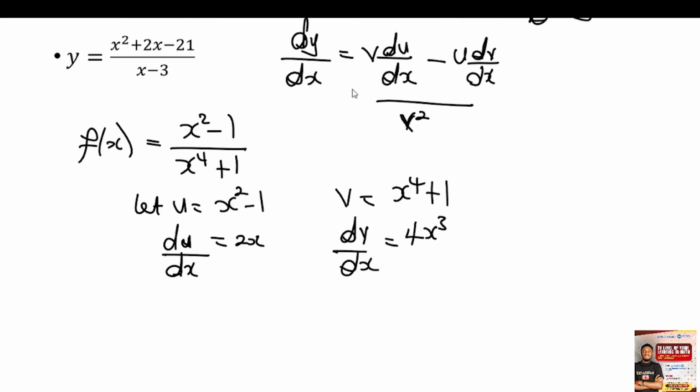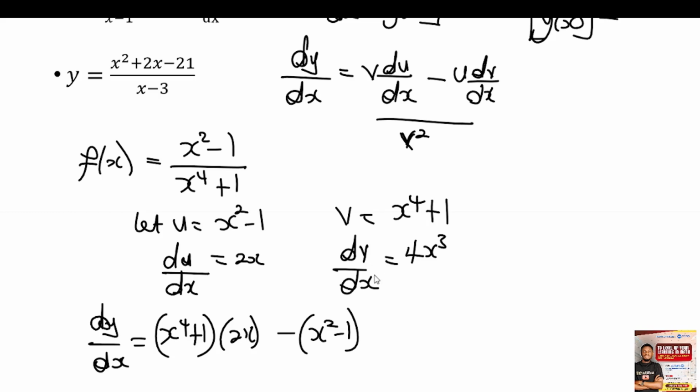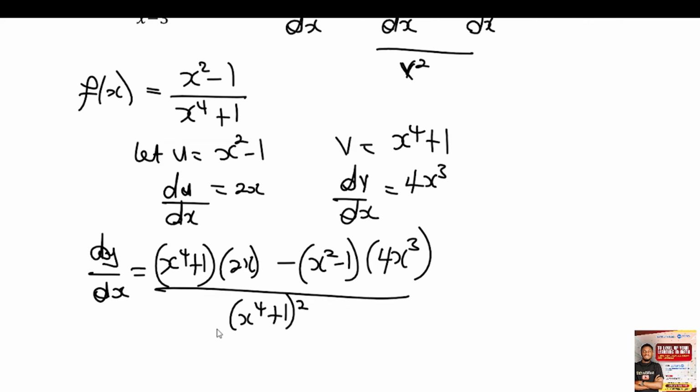Now our rule says that dy on dx is equal to v, so our v is x exponent 4 plus 1, times du on dx. Now du on dx is 2x, so 2x, minus u, our u is x exponent 2 minus 1, times dv on dx. Now dv on dx is 4x exponent 3, all on our v, x exponent 4 plus 1, all squared. So now let's simplify.